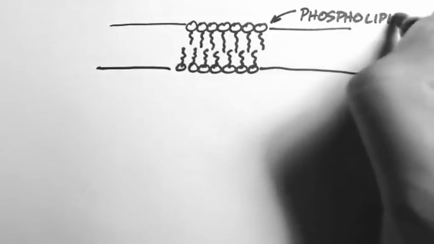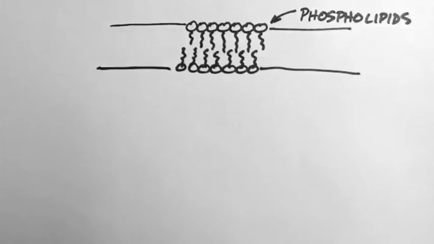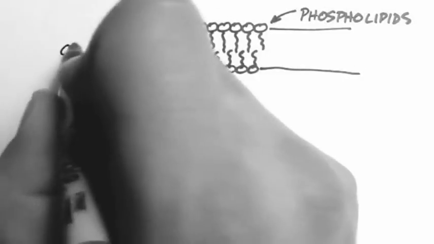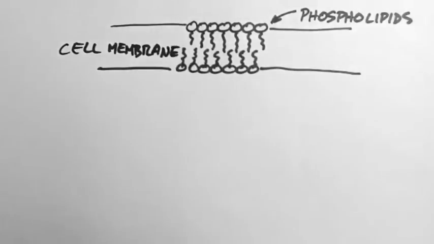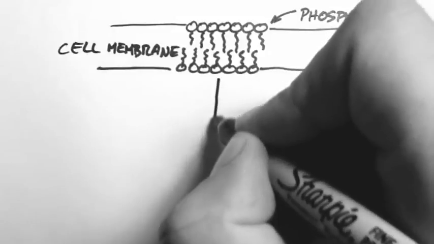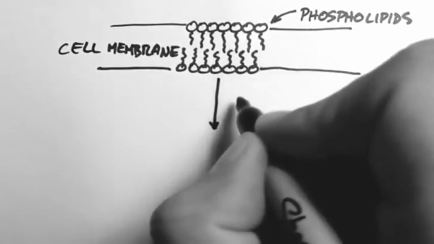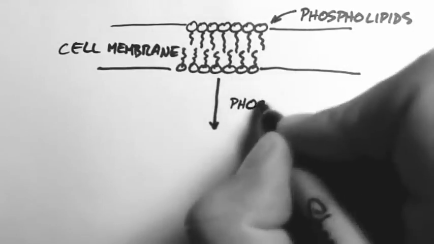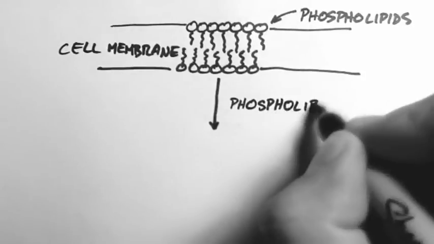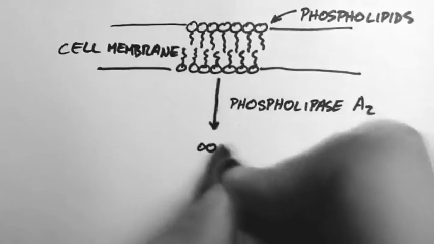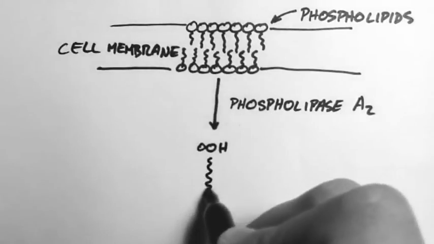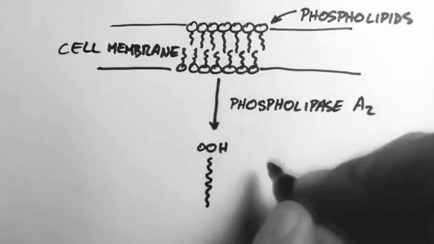So here's a phospholipid, and these are the things that make up cell membranes. And here's the cell membrane. It's a bilayer of phospholipids. Arachidonic acid can be cleaved off the membrane by an enzyme called phospholipase A2. So here's our arachidonic acid here.